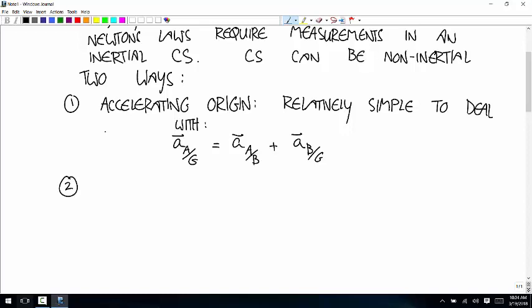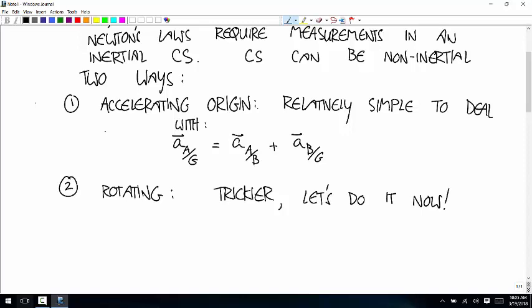So the second way a coordinate system can be non-inertial is the axes changing orientation. That's rotating. And that's more complicated, trickier. And that's what we're going to do. Let's do it now. Okay, so that's where we are.